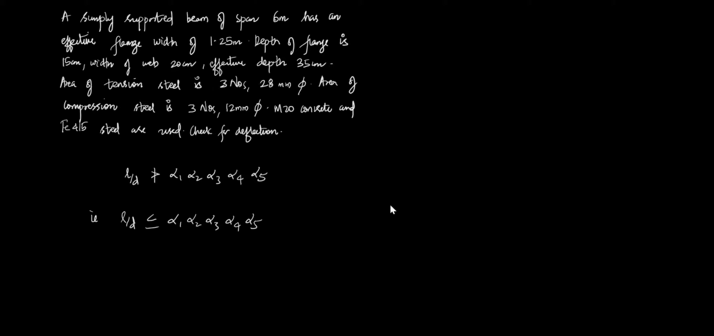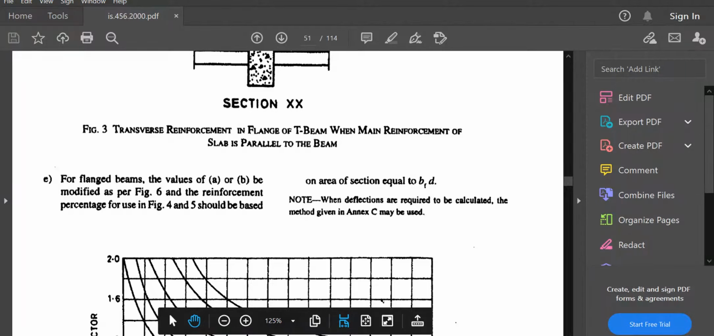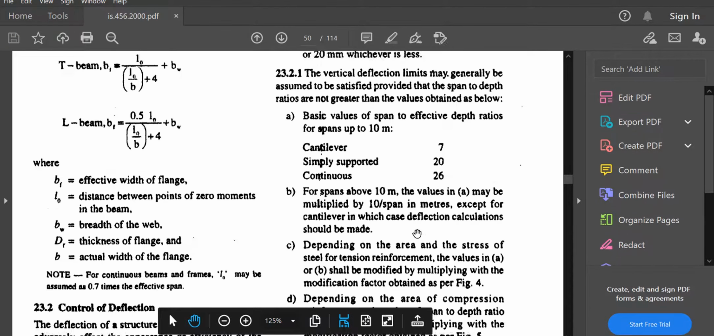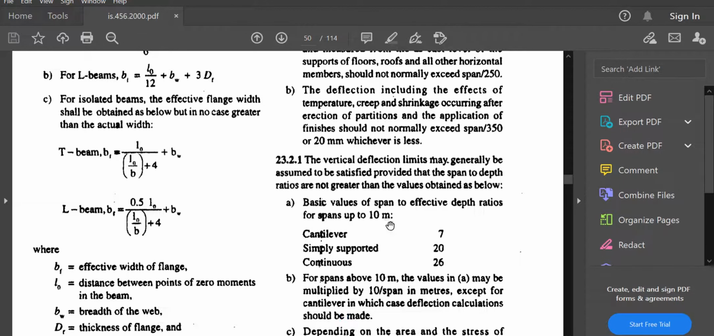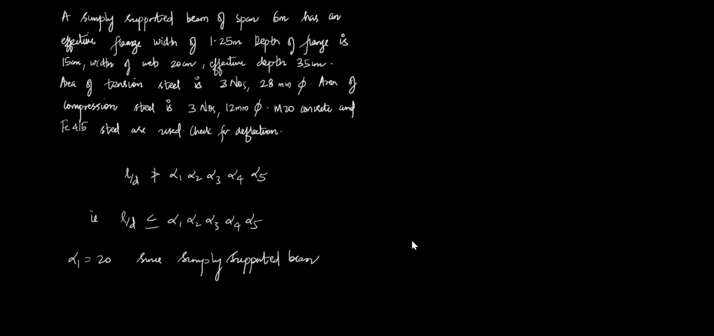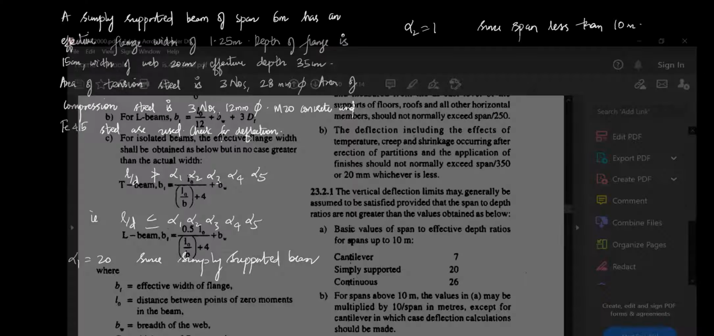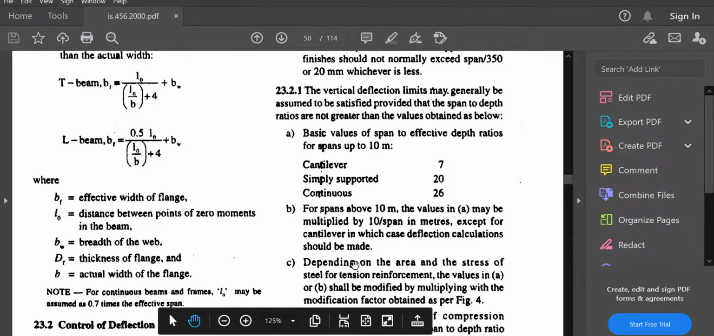So first, we will find the value for alpha 1. Alpha 1 is equal to 20 since it is a simply supported beam. You can see from here, since it is a simply supported beam for up to a span of 10 meter, here the span is 6 meter, the L by D ratio, that is alpha 1, is 20. Now alpha 2 is equal to 1 since the span is less than 10 meter. This alpha 2 is applicable only if the span is greater than 10 meter.